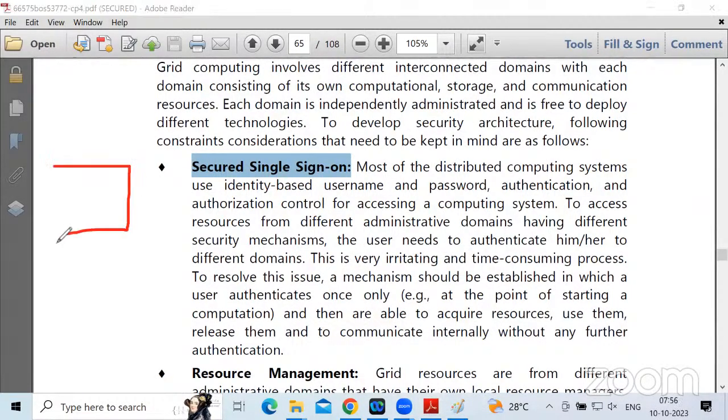So you have a computer here. Now, as a user, you are trying to log in. So you log in with your username and password. You are logging in. You are able to access all the resources in your computer. Now, it is single sign-on.